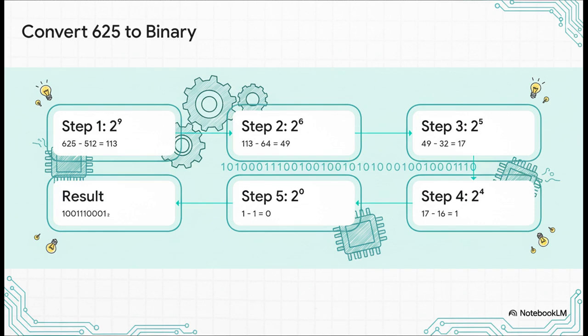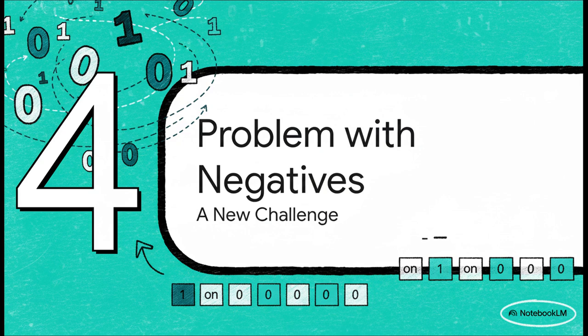For all the powers you skip, you put down a 0. And boom. Just like that, our 625 is now 10011100001 in binary. All right, so positive numbers, nailed it. But hold on, what about negative numbers? I mean, how does a simple system of on or off possibly represent something that's less than 0?